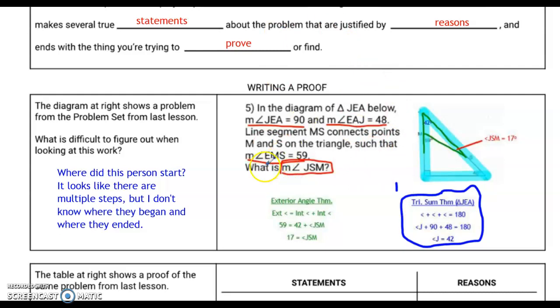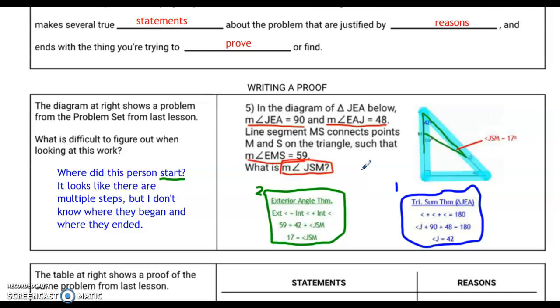Step number 2 was doing the exterior angle theorem. It wasn't really in order. And when you're doing a problem like this, a lot of algebra steps in a problem like this, it's not always easy to keep your steps in order. Sometimes you just have to write down the steps as you see them on the page. It's difficult to figure out where the person started out. You know that there are multiple steps, but you're not always sure where they started and where they ended and how they got to this angle.